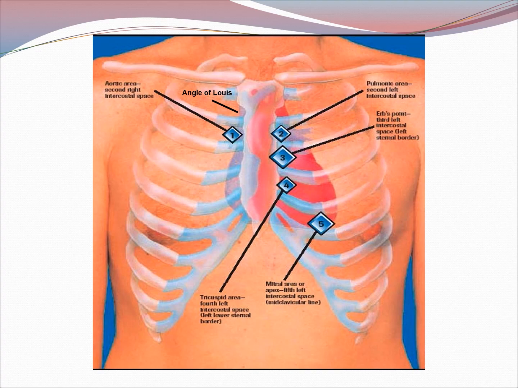Now you will note there is an area noted as Erb's point. This lies between the pulmonic and the tricuspid area at the left sternal border, third intercostal space. Erb's point is where you can auscultate the heart sound the loudest. If you want to listen to a patient's heart rate, place your stethoscope at the third intercostal space, left sternal border, and you will hear the heartbeat the loudest. It reflects the closure of the mitral and the tricuspid valves.